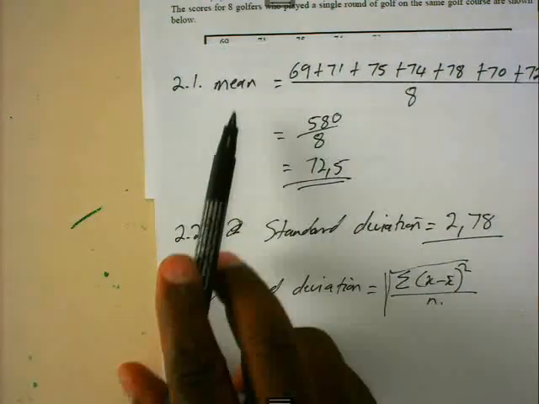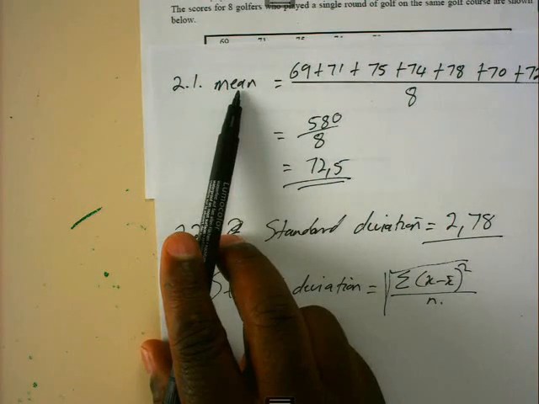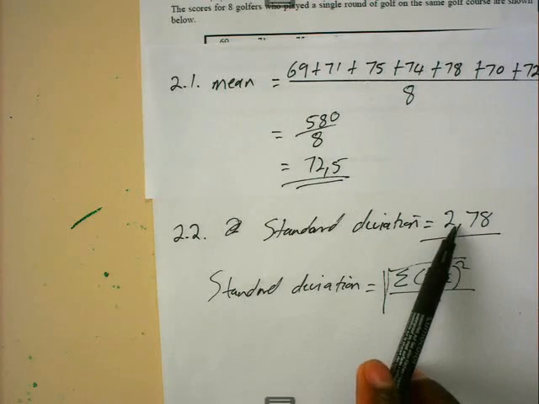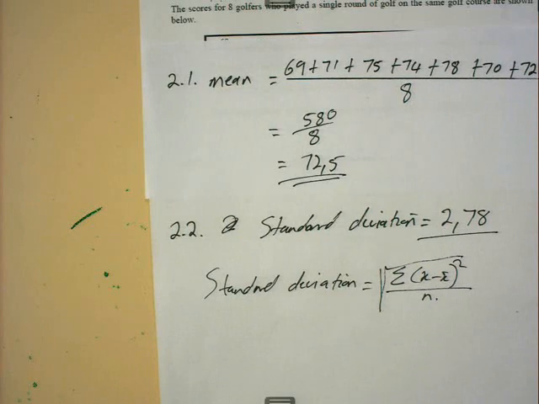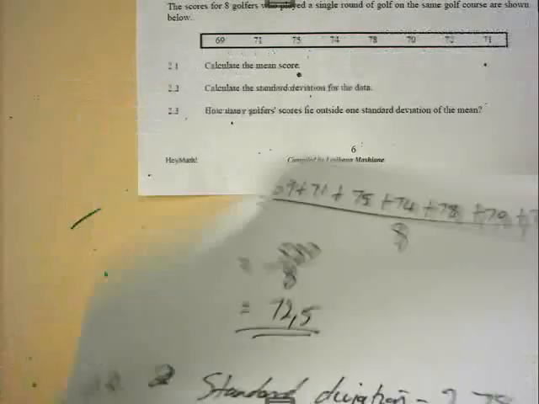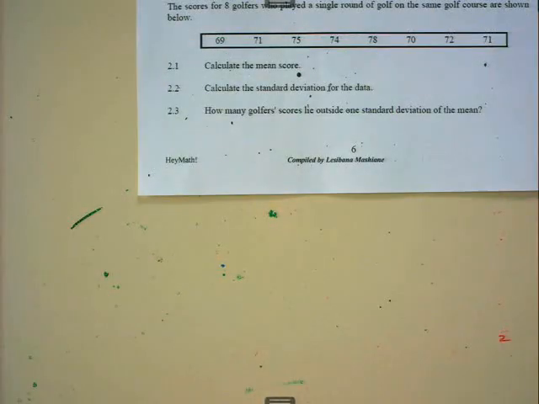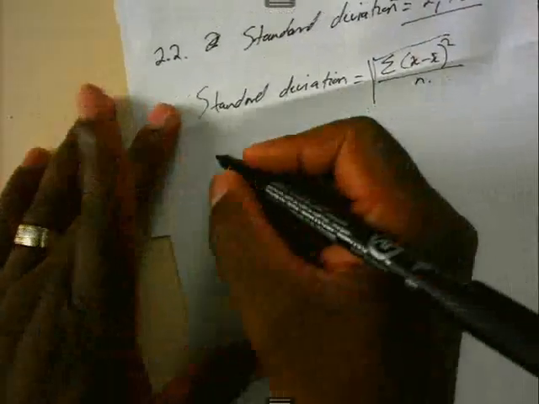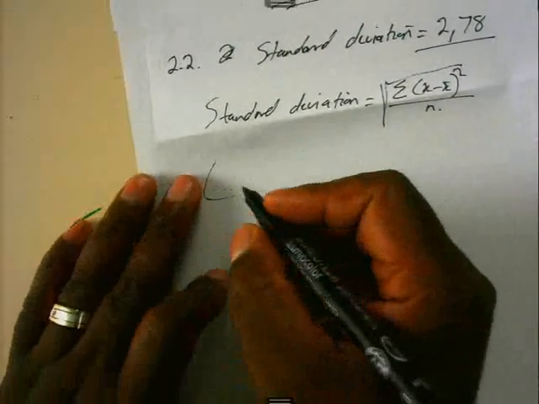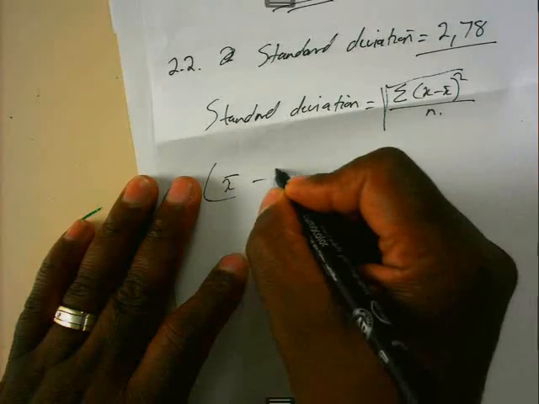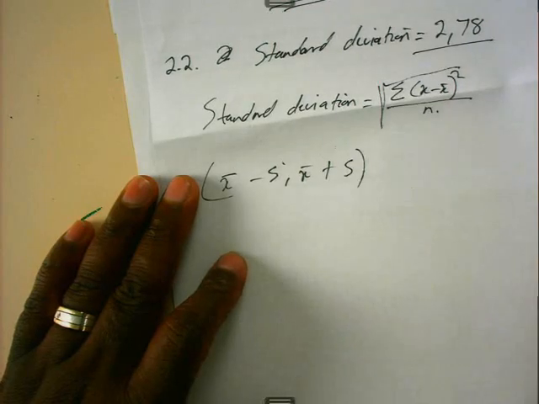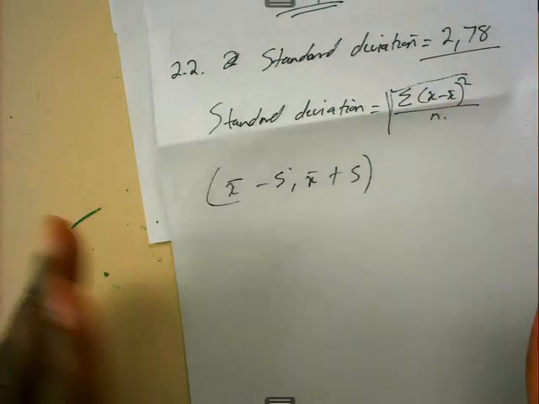Remember, we've got the mean there. Our mean is 72.5. Standard deviation is 2.78. So to determine how many of the scores lie outside one standard deviation, let's check the difference between the two. Remember the coordinates. I always prefer these coordinates: mean minus standard deviation and mean plus standard deviation, one standard deviation. Those are the coordinates that I normally use.